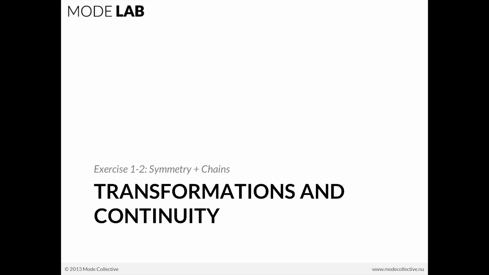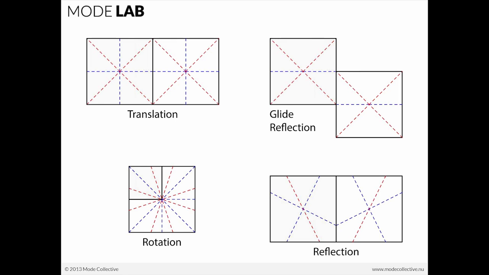In order to move from this single element to a collection of elements, you actually have to know a little bit about transformations and continuity. This is really something that is based upon symmetry and how symmetry relates to creating chains. Now, there are four primary types of symmetry on a two-dimensional plane. They're translation, rotation, glide reflection, and reflection.